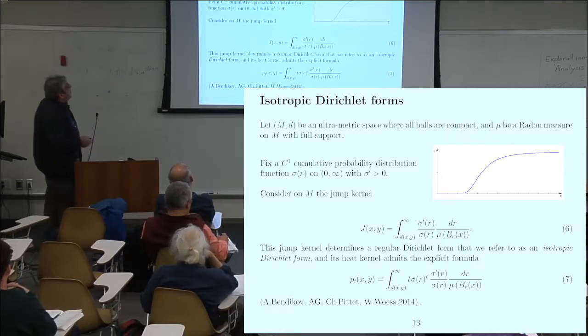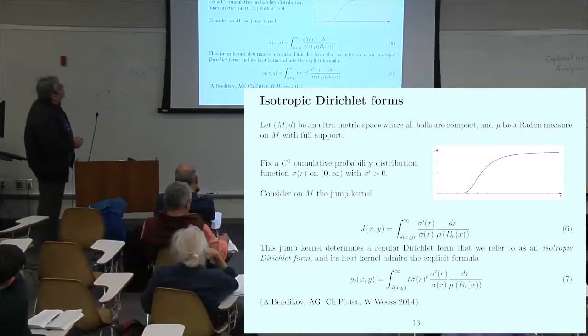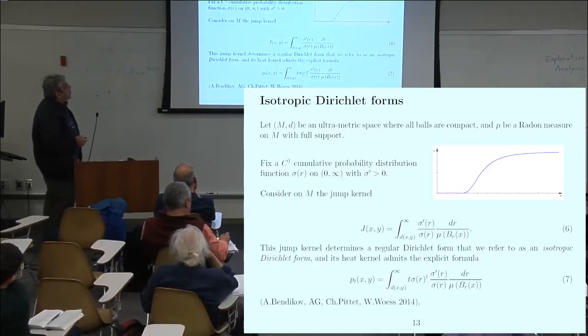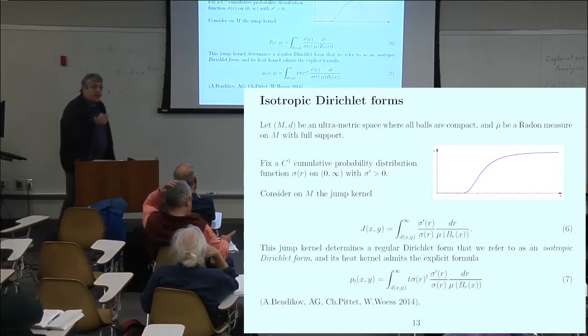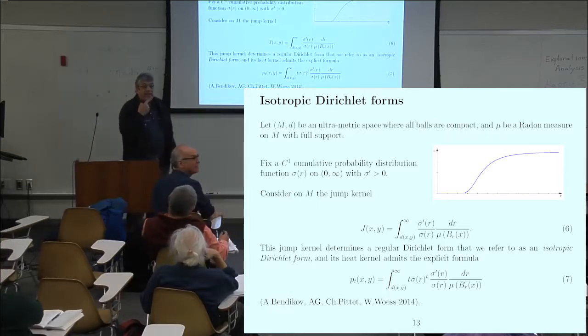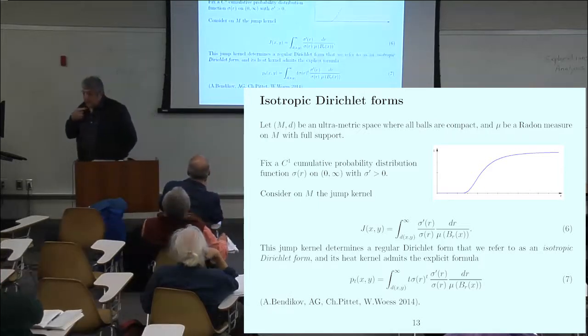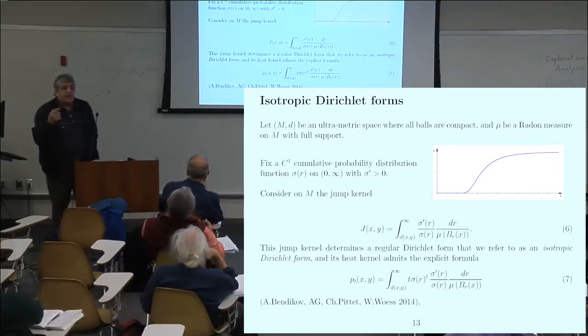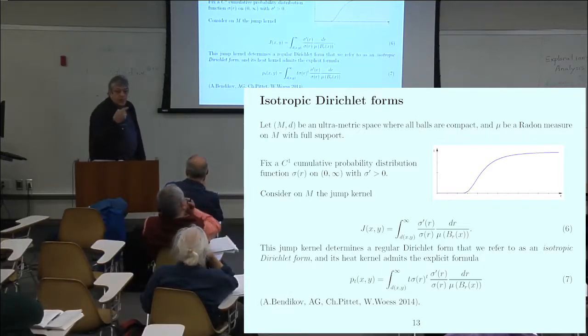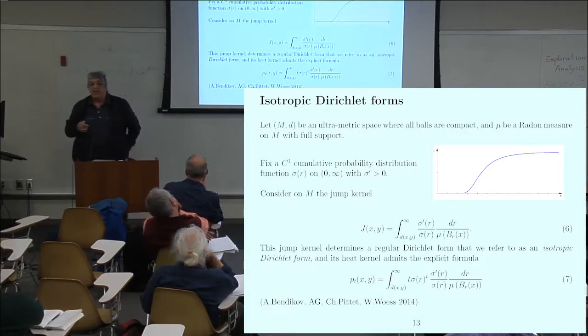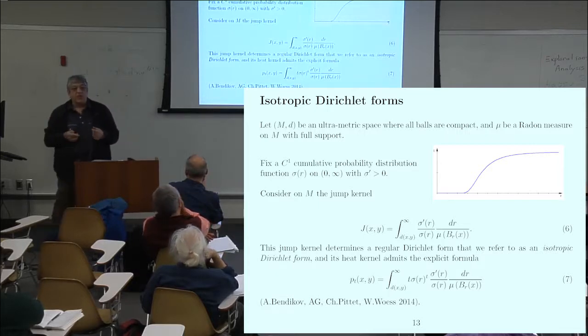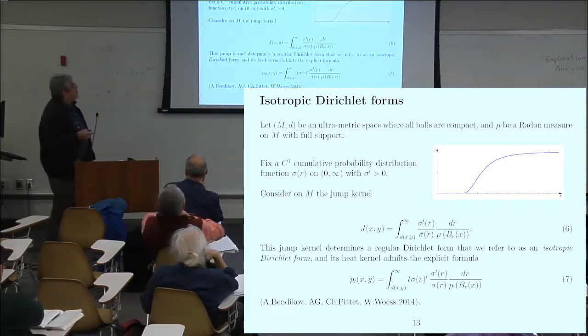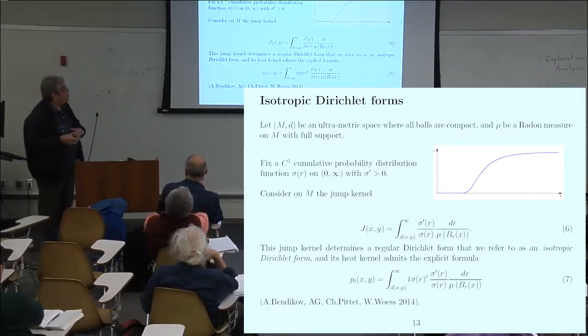Now let us speak a little bit about, coming back to general ultrametric spaces, the construction of jump processes. As I said, this space is totally disconnected. So in those spaces, there are no continuous paths. Therefore, there is no diffusion. From the point of view of probability theory, it would be desirable to construct a diffusion process. There is none. Therefore, one should work with jump processes.